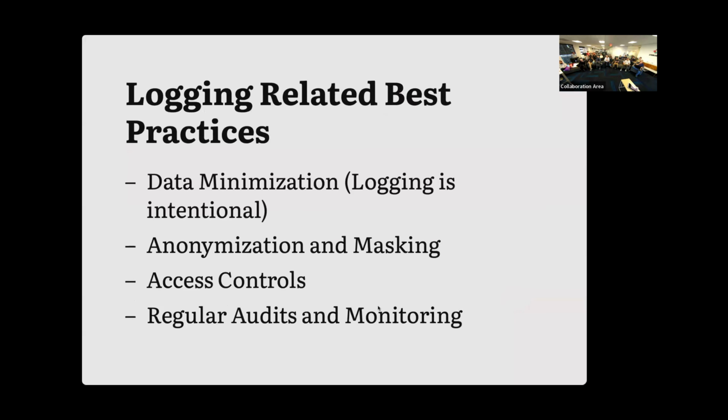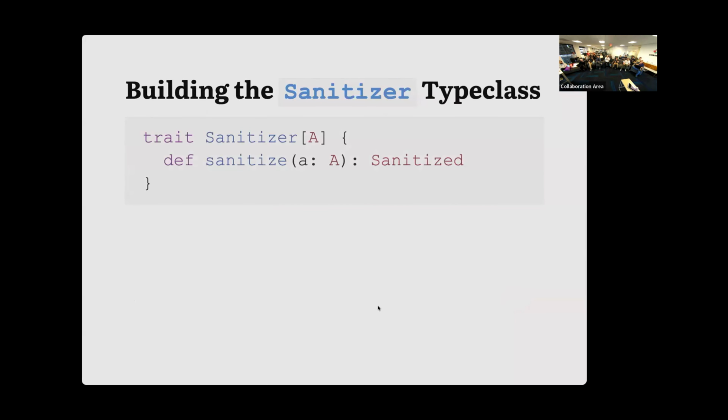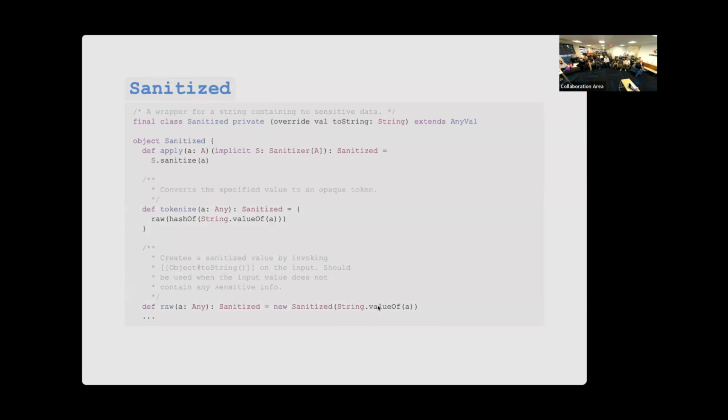Some logging related best practices. Just, all right. As always, we start with a type class. We call it a sanitizer, and it has a sanitize method, and what it returns is sanitized. Sanitized means it's good to log. Whatever sanitization needs to be done has been done, so it's good to log. That's how a sanitized looks like. I know it's a little small. I'm old and I can see it.